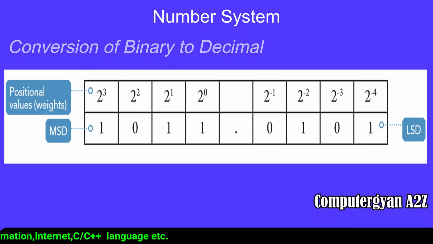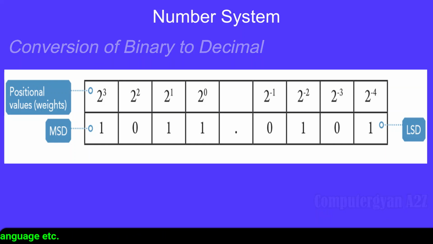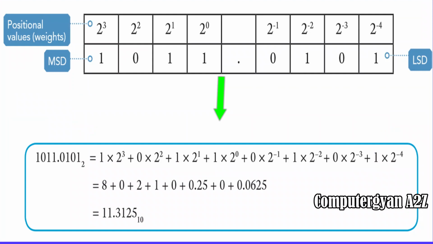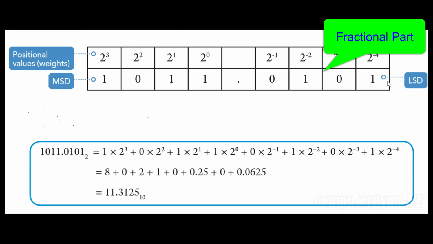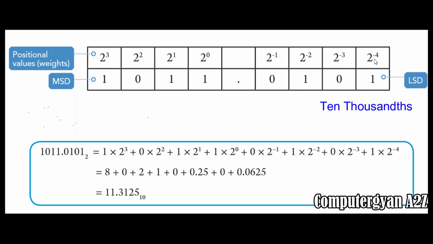Using this table, I have converted this binary number to a decimal number. Here you can see the binary number in expanded form and its conversion. So let me explain this conversion. By using the above table, this binary number has been converted to its equivalent decimal number. This 2 represents the base of the binary number. In the fractional part, the least significant digit one's positional value is ten-thousandths.